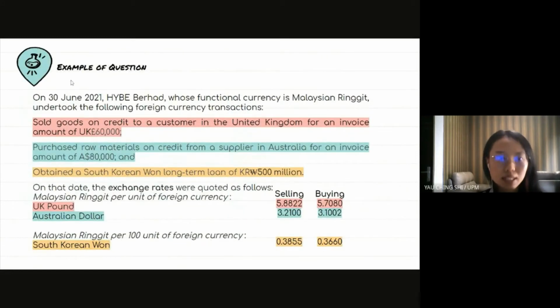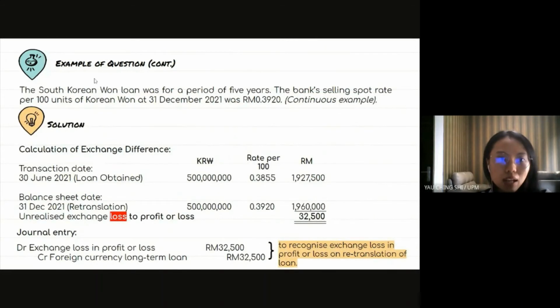Okay, let's come to the last example question. We will be continuing using the same situation. The additional information here: this is an example for monetary item para 28. The South Korean won loan was for a period of 5 years. The bank selling spot rate per 100 units of Korean won at 31st of December 2021 was RM0.3920. Okay, so this is the financial year end.